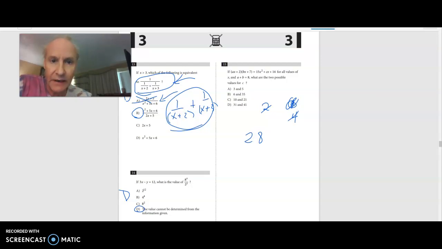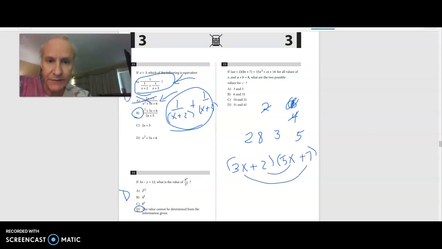Okay, so it looks like we've got odd numbers. So we're looking for odd numbers, and we want them to have a sum of 8. So 3 and 5. I'm going to make it 3 and 5, cross multiplying in this. So here, let me write it for you. 3x plus 2, 5x plus 7, and that's 10 and 21, which makes 31. So it's going to be D, and that's the answer.